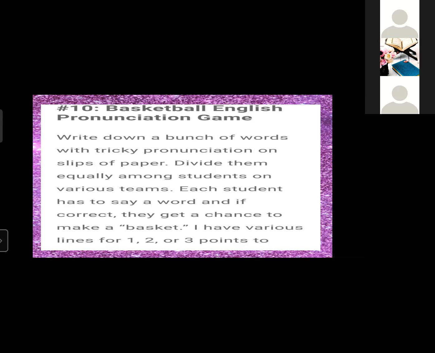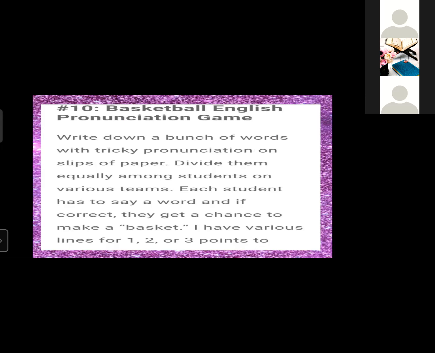The group which tries, and you set a time, you give them 5 minutes, for example. The group which writes more words than the other team and puts them first in the basket will be the winner. Okay, and you can determine the points, 1, 2, or 3 points according to the number of words they write. So this game is called the basketball English pronunciation game.